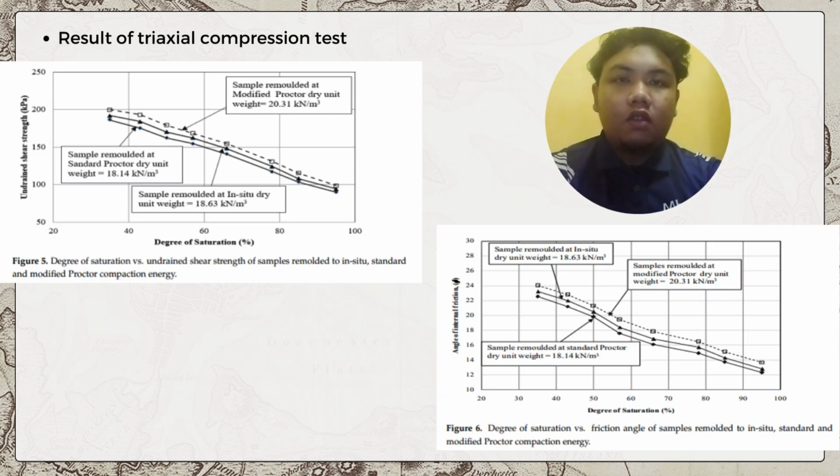Lastly, for the results, we have three types of results for the case study that I chose. The first is the result of the triaxial compression test. The second is the result of the unconfined compression test, and lastly is the additional result of the Jika Gali slope stability analysis.